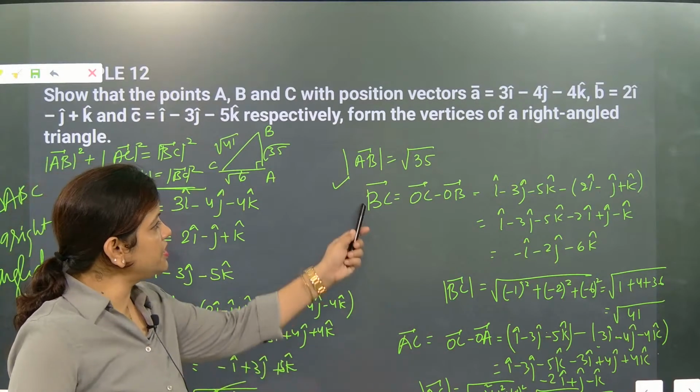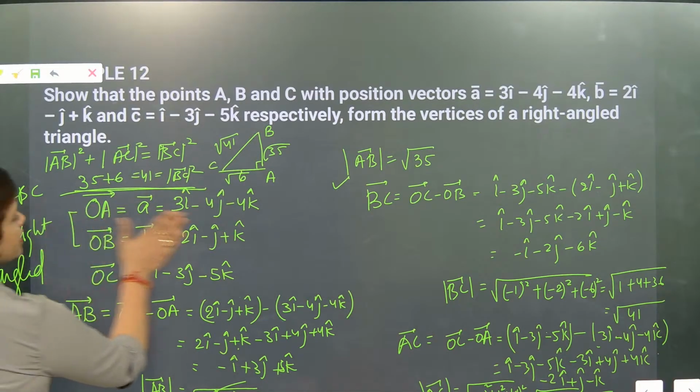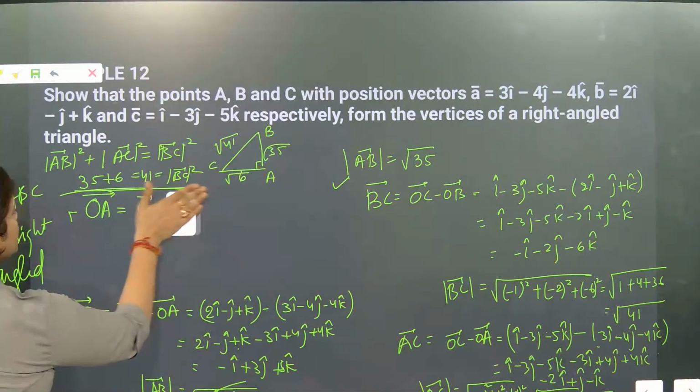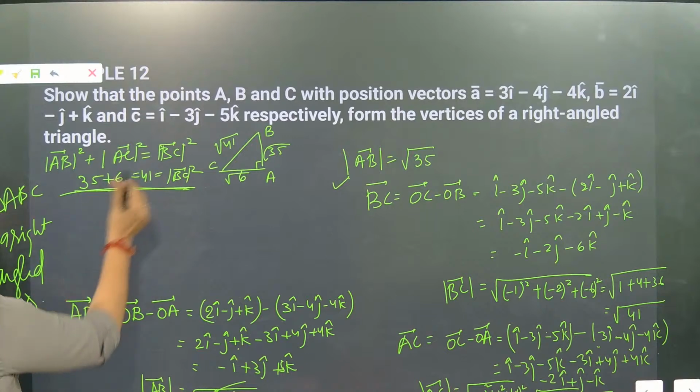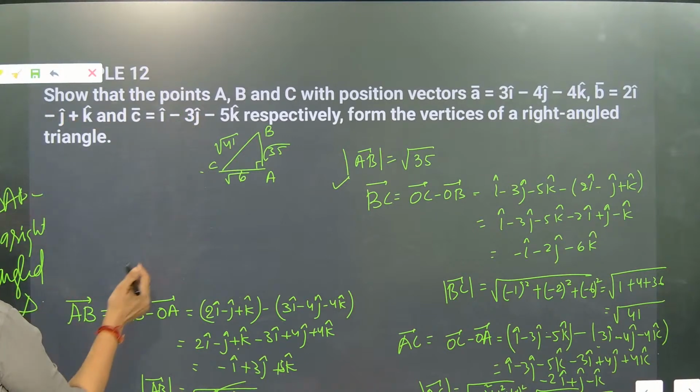So AC we got, BC we got, AB we got, and the final conclusion I have solved here. If you check this one out, this is the final conclusion I have written. That is this part. If you wish, I'll elaborate it. So the final part I have written here.